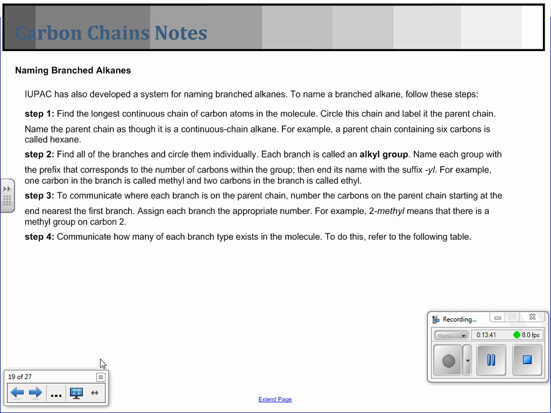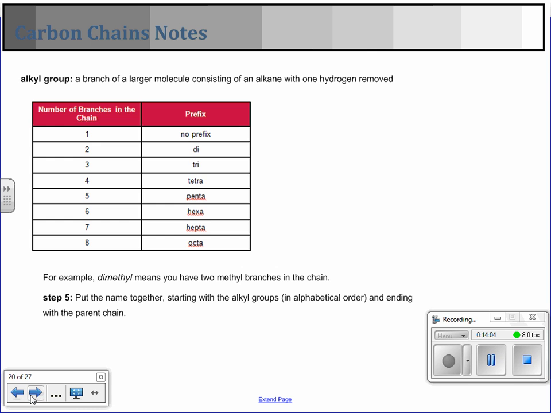To communicate where on the parent chain each branch is, we number the carbons on the parent chain starting at the end nearest to the first branch, and we assign each branch an appropriate number. For example, 2-methyl means that there's a methyl group on carbon 2. Then we need to communicate how many of each branch type exist in the molecule. To do this, we need to refer to the following table.